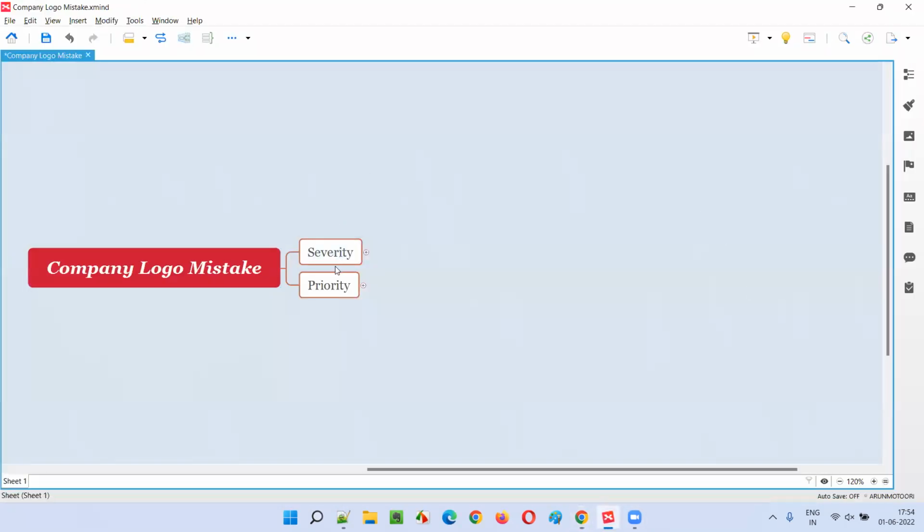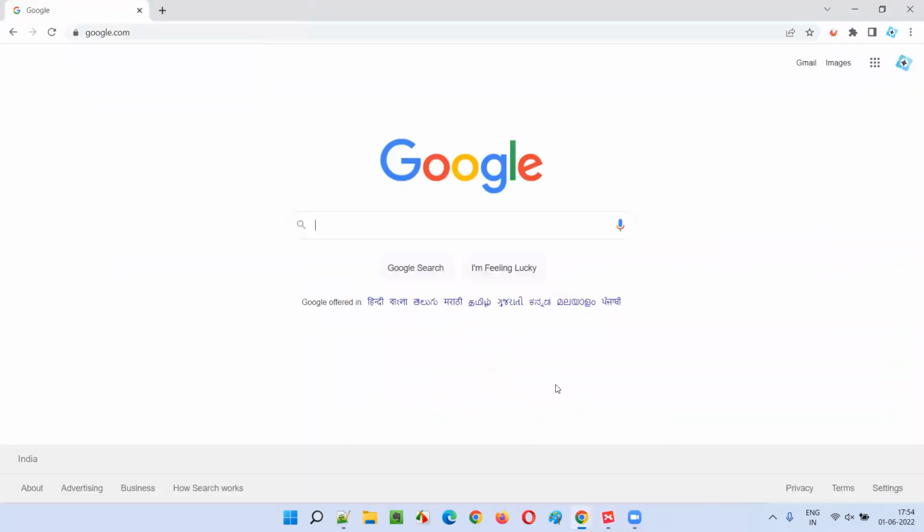Coming to the severity, it is low because the impact of the spelling mistake on the application is very low, right? There is no impact. Still, you can Google search, right? If there is a spelling mistake, is anyone stopping you from Google search? No, right? Even though there is a spelling mistake, you can still Google search. You can get your results properly.